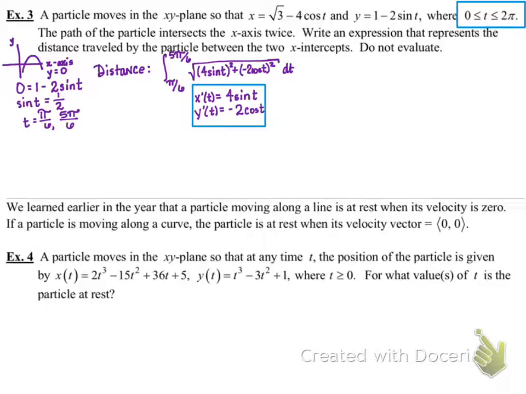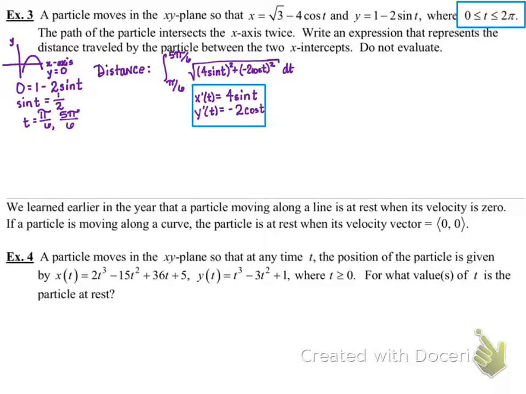Then we learned earlier in the year that a particle moving along a line is at rest when its velocity is 0. If a particle is moving along a curve, the particle is at rest when its velocity vector is 0, 0. Okay, sorry about that. I was looking at the wrong problem.